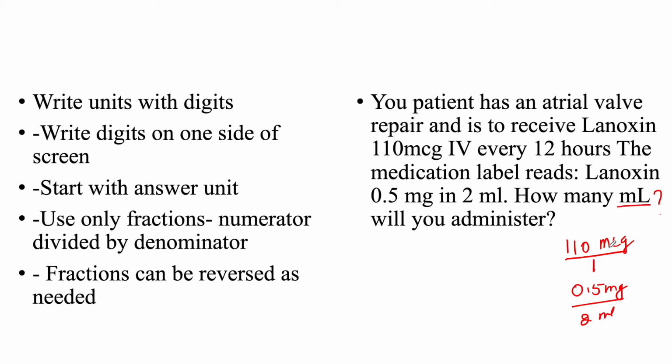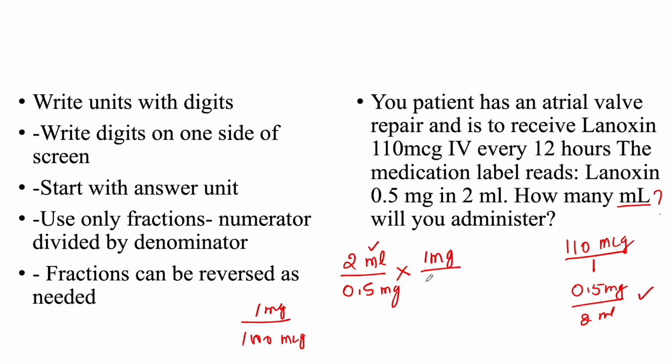So when I look at those digits, this contains ml. And then I'm going to reverse it because I want ml on the top. So 2 ml 0.5 milligram. So I got my answer unit here. Now I have a milligram here and I want milligram here, but in this question there is a microgram, and we know 1 milligram is equal to 1000 microgram. So we are going to use this one here, 1 milligram 1000 microgram. So milligram is cancelled and now I will use 110 microgram here.